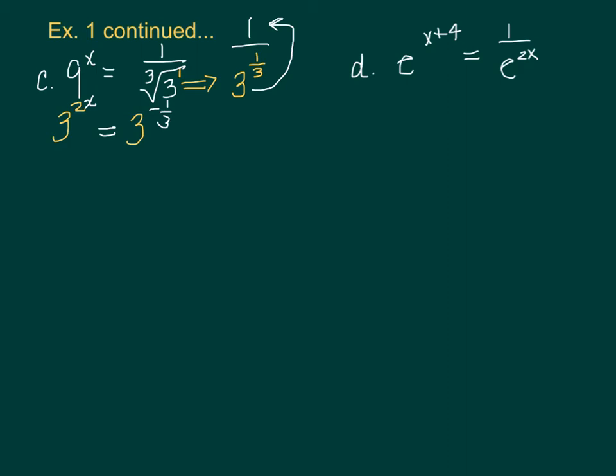And then you equate your exponents. So 2x is equal to negative 1/3. And then you would divide by 2. And you're going to do keep, change, flip. So x will equal negative 1/6.